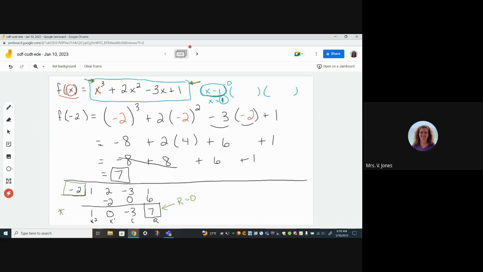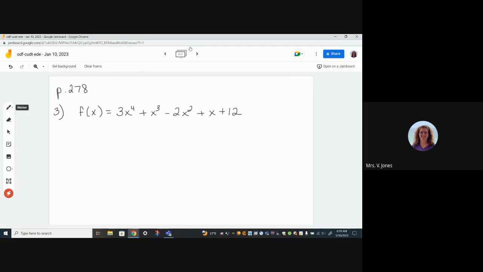Now, if you compare this to this, synthetic division is quicker and it's not as messy. You don't have to worry about all these negatives, and negative to the third power is still going to be a negative, but negative to the second power is going to be a positive. So synthetic division is where we're going to want to go with this.